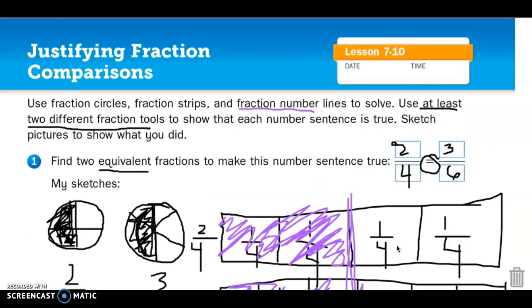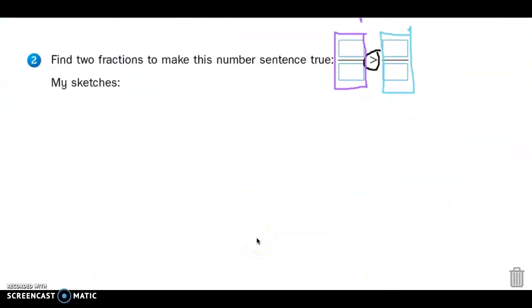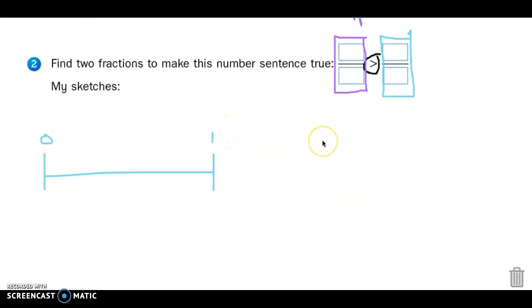Okay, and then use at least 2 ways. So remember, again, you can use the fraction circle like I did. You can use the fraction strips, or you can use the fraction number line, right? Going from 0 to 1. So you can do that for 2 other ways.